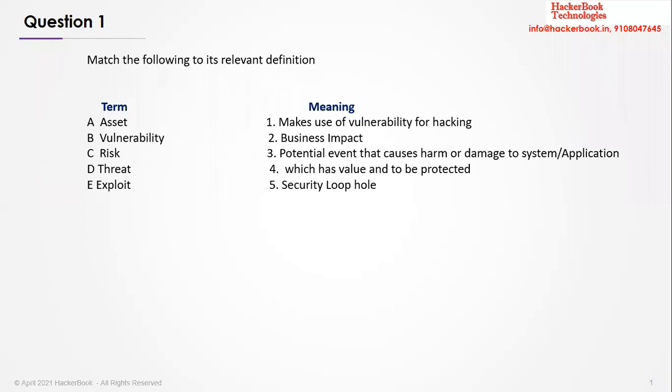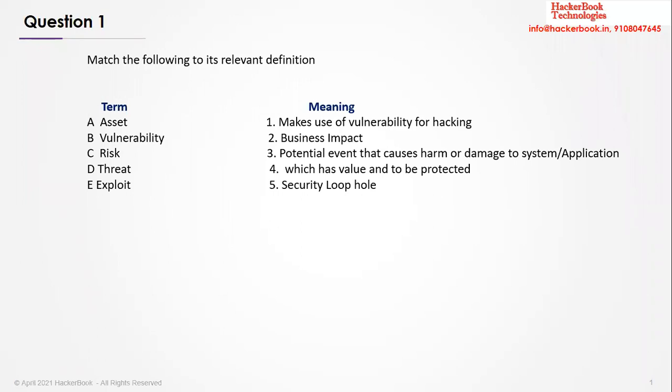Okay, let me give you the answer. Asset, I already discussed. It is a target that has to be protected, right? So A is 4, we start with 4. Vulnerability, we have been discussing from the beginning. It is a loophole. 4, 5. Then risk. Risk means loss or business impact.